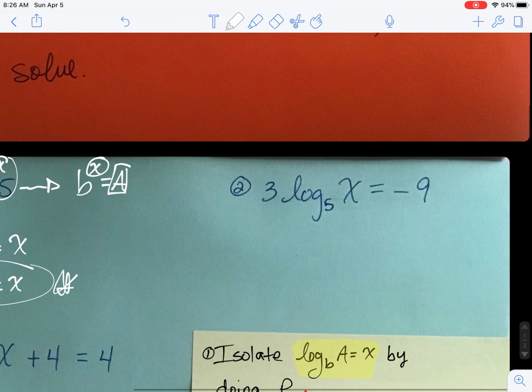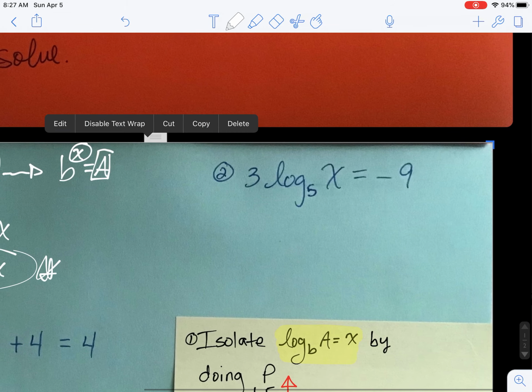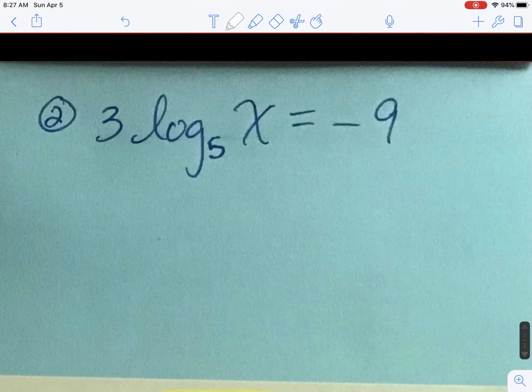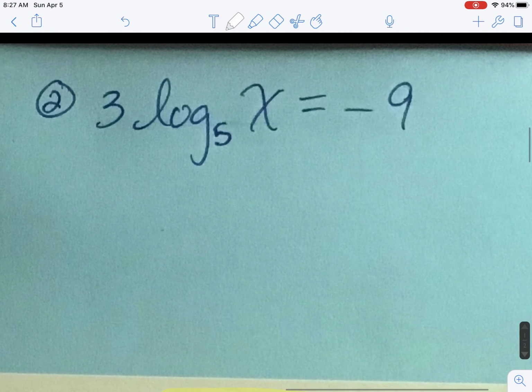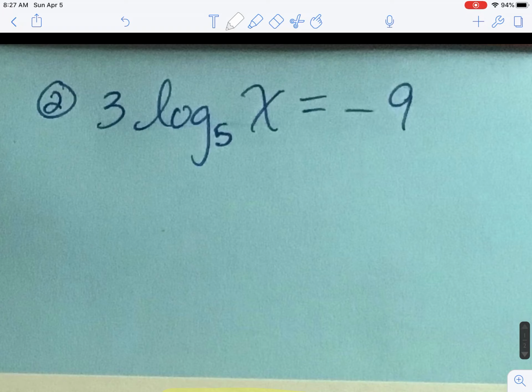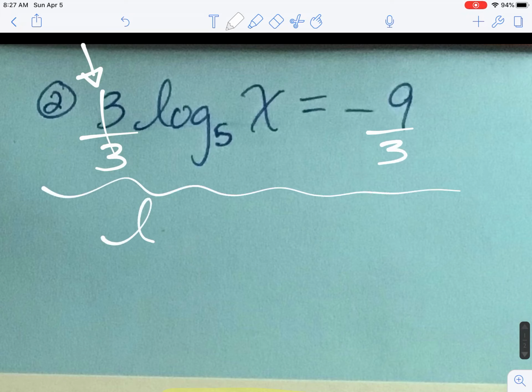Example 2. Notice example 2 is not in log-box form, so we need to work at the bottom of PEMDAS here. We're going to start with add and subtract and do opposites until we get it into our log-box form. So we don't have any add and subtract, so we're going to jump right over to multiply and divide. If you look right here, we are multiplying 3 times the log, so we're going to do opposites. The opposite of multiplying by 3 is divide by 3. Rewrite what you have left. Negative 9 divided by 3 is negative 3.